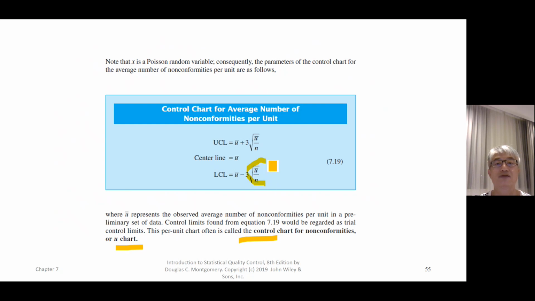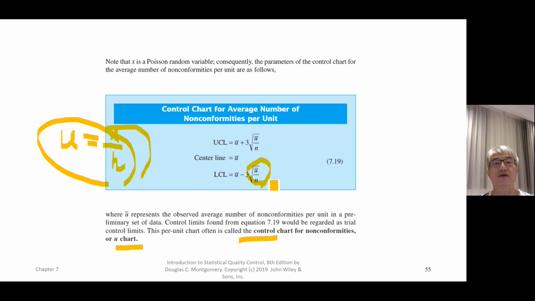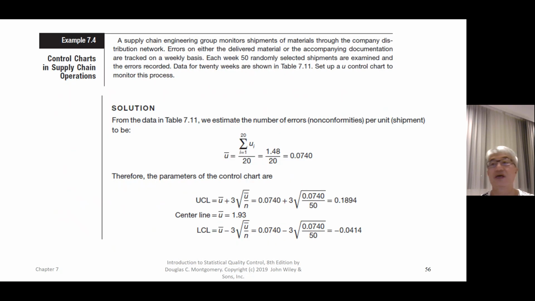I would like to draw your attention to this: mu is equal to mu bar. Like we mentioned, we take x over n. Since each one is independent, the variance is divided by n, because the Poisson has the same mean and variance. So sigma squared divided by n, take the square root, and that is the standard deviation.